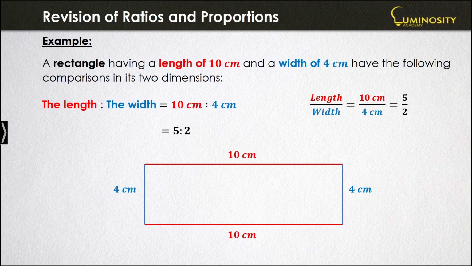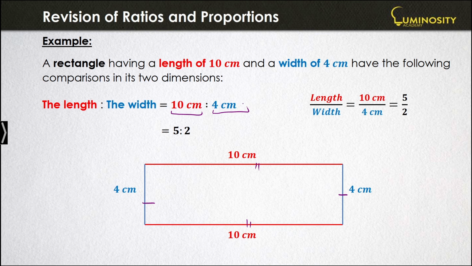So let's have a look at an example. A rectangle having a length of 10 centimeters, right, and a width of 4 centimeters can have the following comparisons in its two dimensions. So if you compare the length as opposed to the width, we can write that as for every 10 centimeters of length you need 4 centimeters of width.